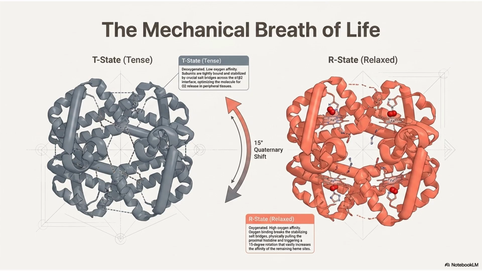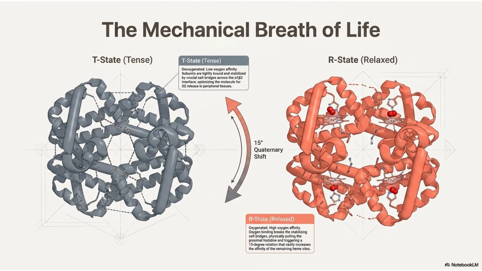In this relaxed configuration, the remaining oxygen binding sites become much more receptive to oxygen. In other words, binding one oxygen molecule makes it easier for the next oxygen molecule to bind. This phenomenon is called cooperative binding, and it's one of the reasons hemoglobin is such an elegant transport protein. The reverse happens when blood reaches the tissues. As one oxygen molecule leaves, the protein begins shifting back towards the tense state, making it easier for the remaining oxygen molecules to be released where they're needed most.